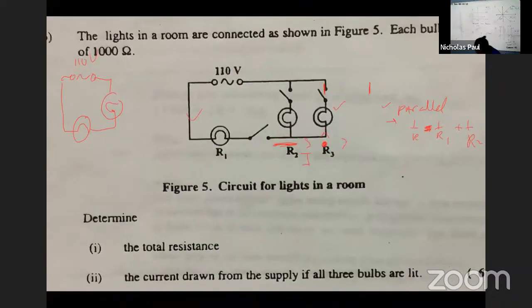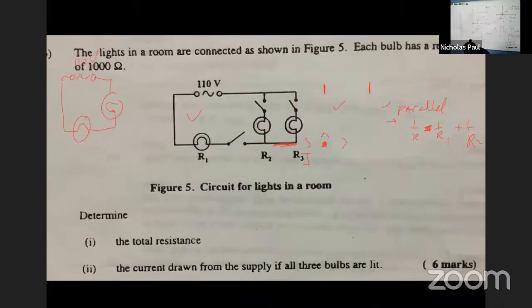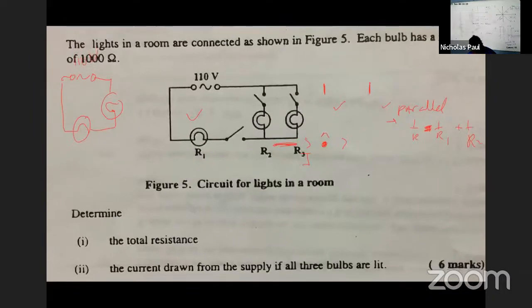Each bulb is 1,000 ohms. Try that first. Series, you work it out. You do your thing, and then I will do my thing. Two of them in series, which is 1,000 each, we give it 2,000.